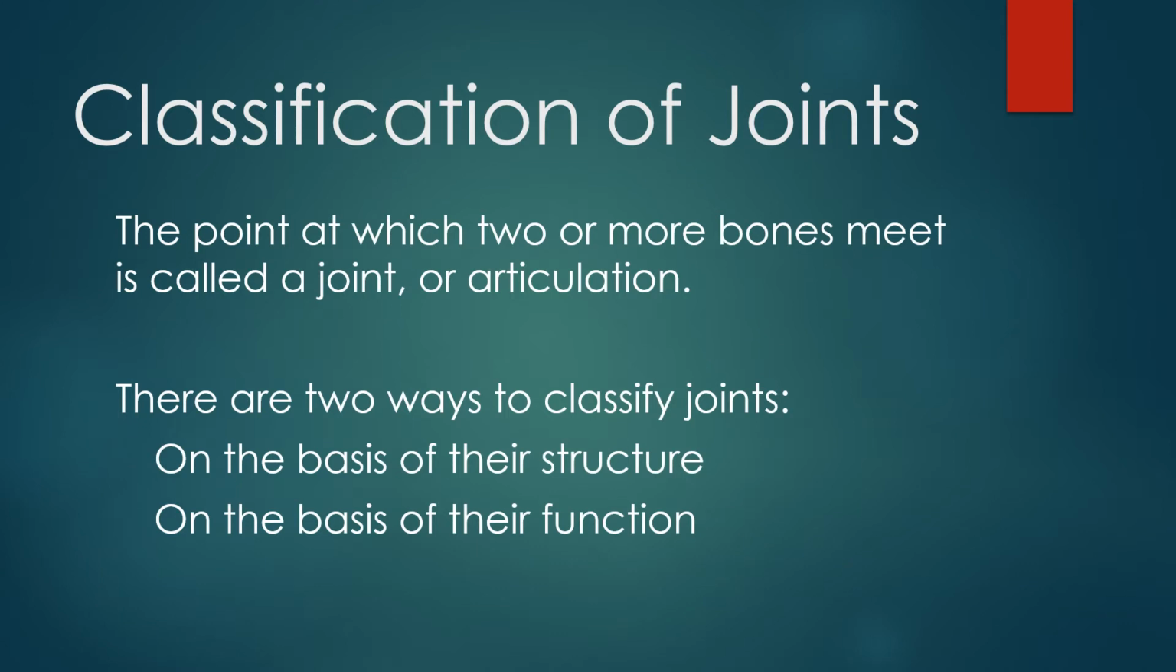Classification of joints. The point at which two or more bones meet is called a joint or articulation. Joints are responsible for movement, such as in the limbs, and stability, such as the stability found in the bones of the skull. There are two ways to classify joints: on the basis of their structure and on the basis of their function. We will be looking at the basis of their structure in order to classify the type of tissues that bind the bones together.